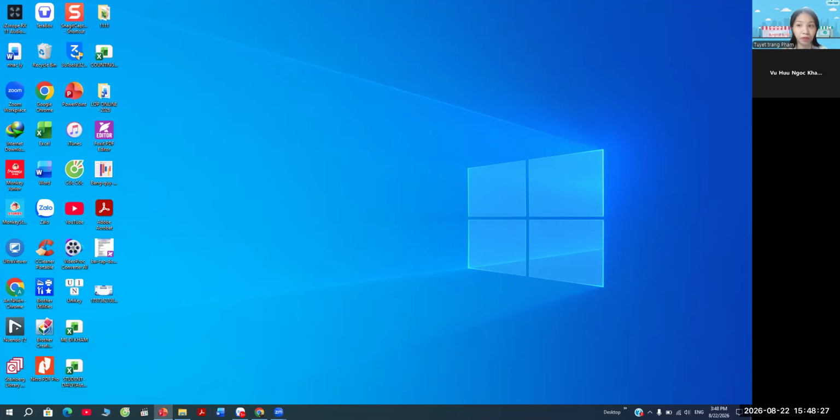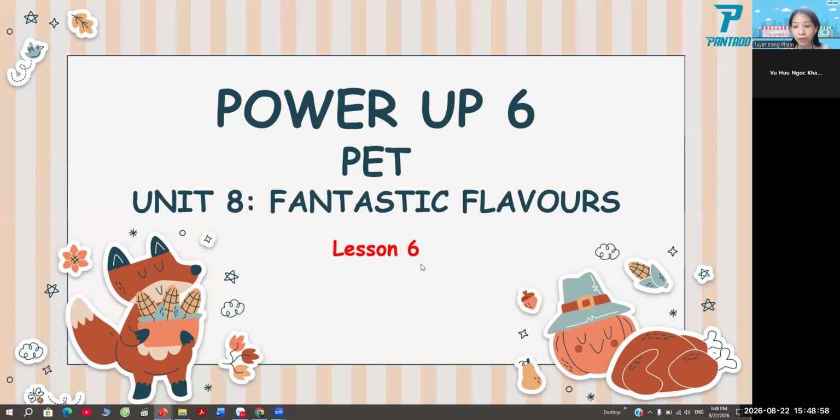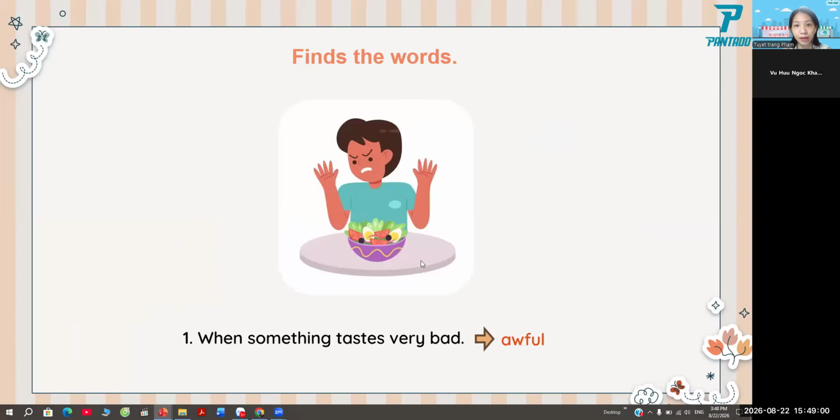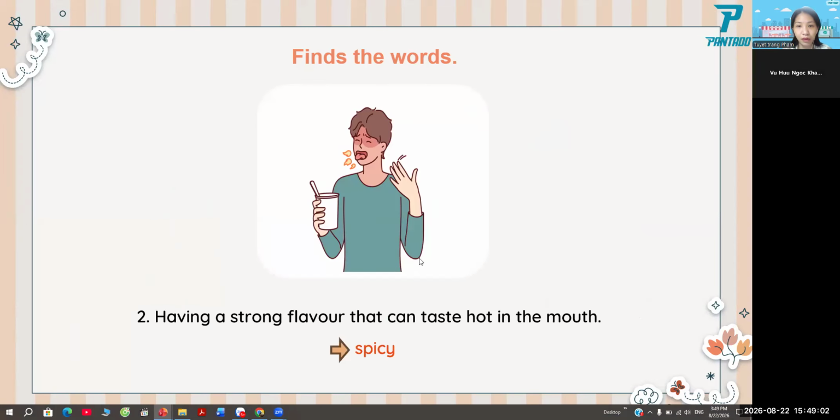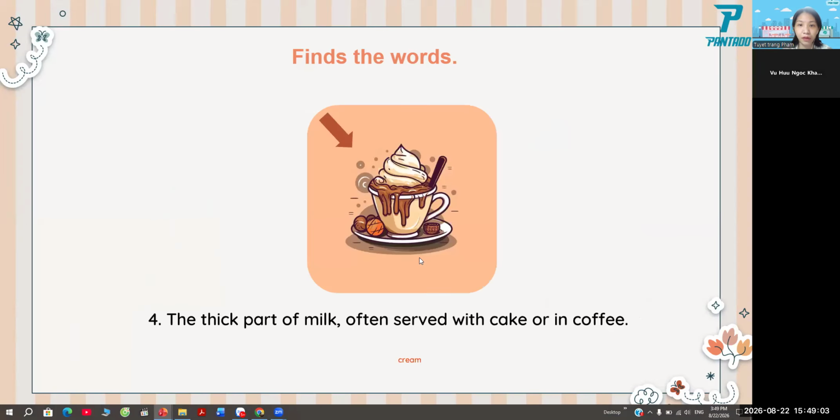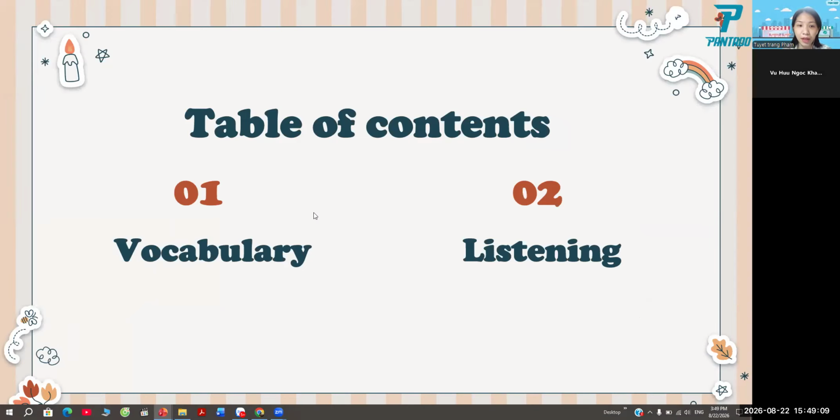Last time we stopped here. We have lesson number 6 and this is the content of it. Table of contents. We have vocabulary and the second part for listening.